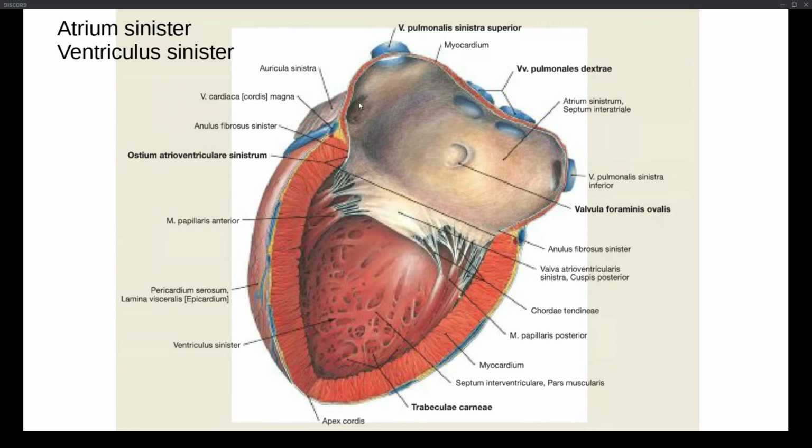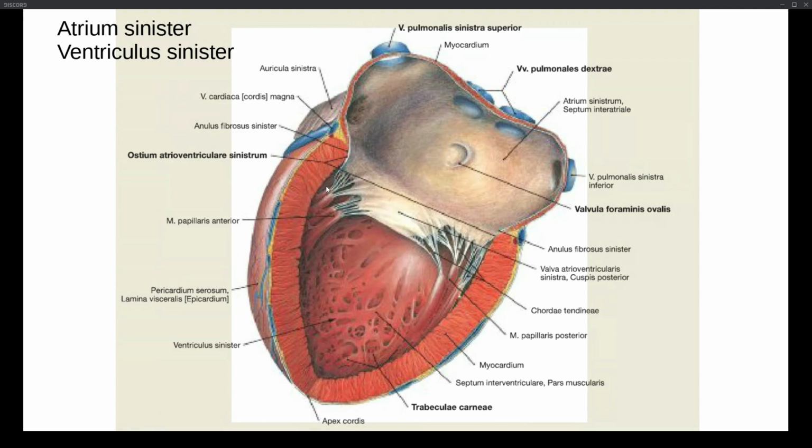Here we can see again the auricula sinistra peeking around what would normally here be the aorta. And otherwise we have these musculi papillares again, with the chordae tendineae connected with the valva atrioventricularis sinistra, or the mitral valve.